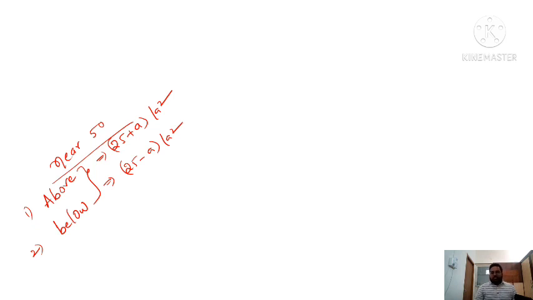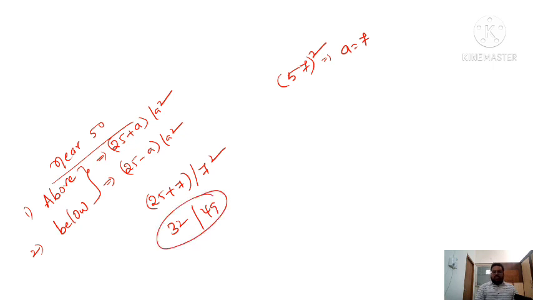First, above 50. You have to take any number above 50. For example, 57 whole square. How much is above? 7 is above, right? 50 plus 7 is 57. 7 is above, so a is equal to 7. So 25 plus 7, and 7 square. 25 plus 7 is 32. 7 square is 49. 3249 is the answer. Easy way. This is above 50.